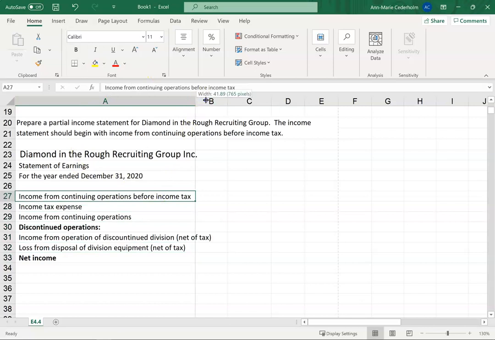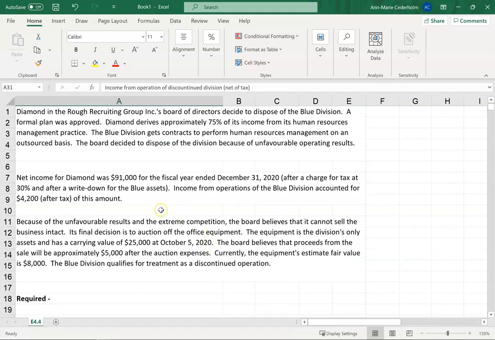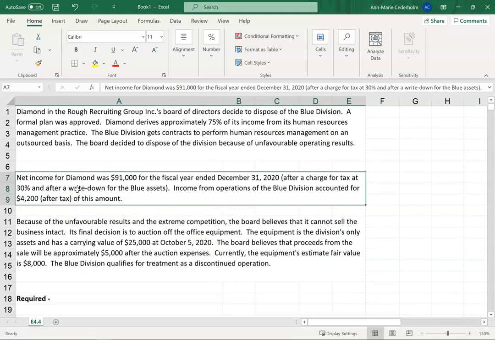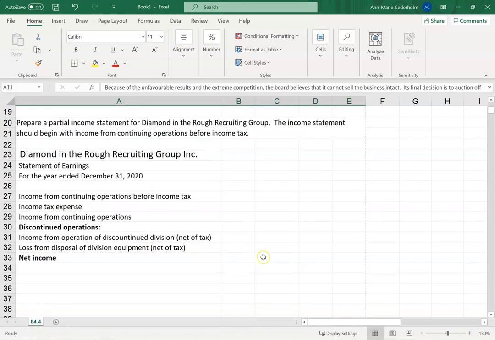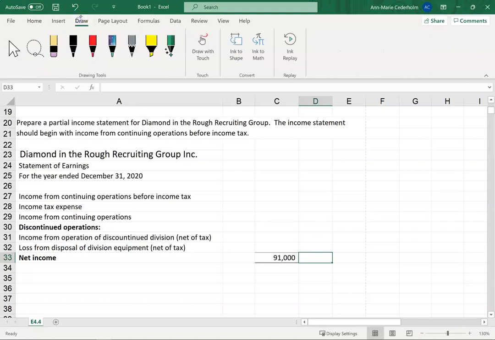So let's see what the question actually gives us, and then we can just start filling information in. So it says here that income for Diamond was $91,000, and we have a 30% income tax rate. So I can put the $91,000 in right here. So $91,000 just at the bottom. Okay, and I'll just do a reminder here that this is given.